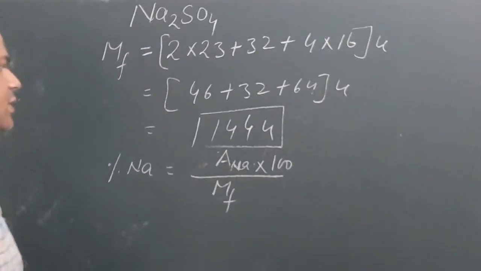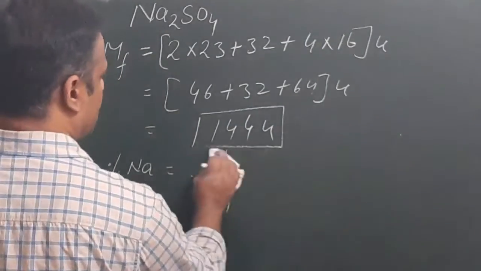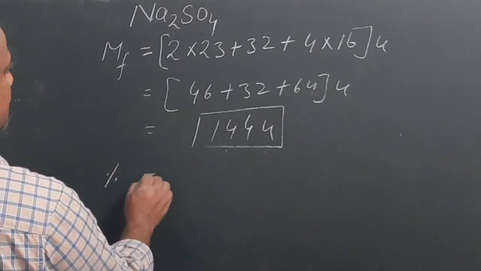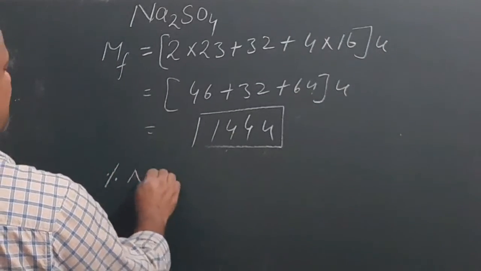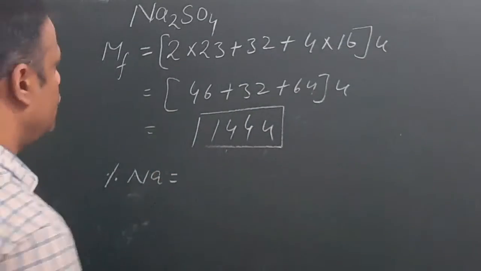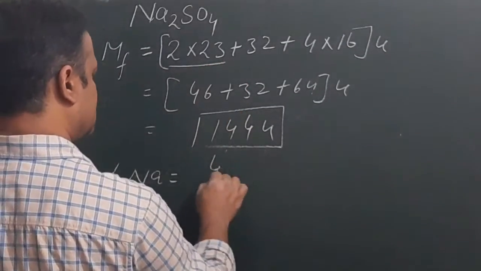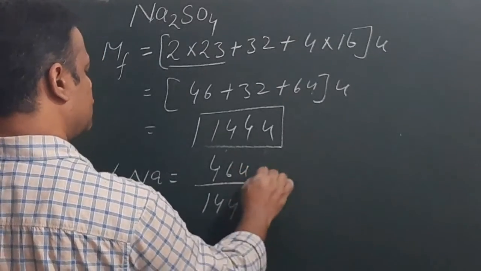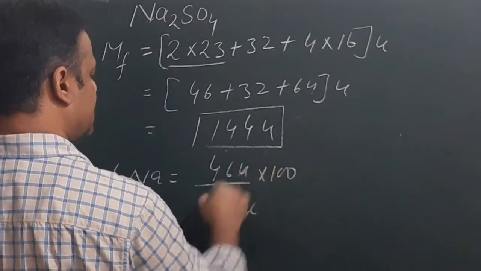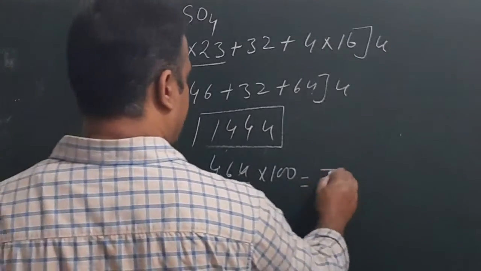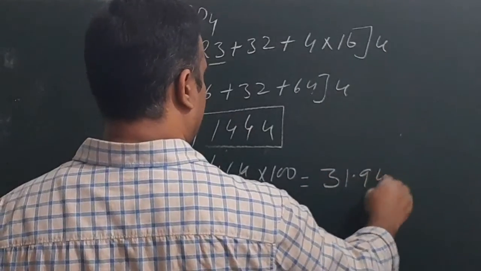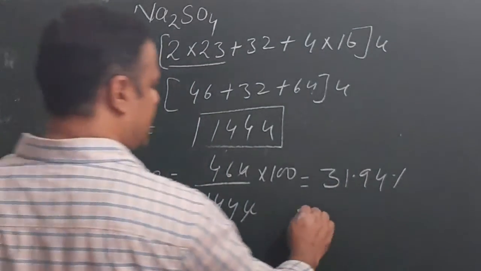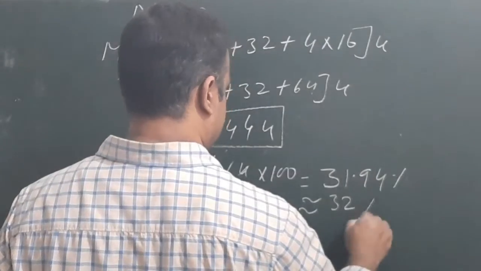So if we put the value of sodium, how many U of sodium is there in this? That will be equal to 2 into 23, that is 46. So 46 divided by 144 U into 100, U will cancel out, and if we solve, we'll get 31.94%. Approximately we can write 32%.